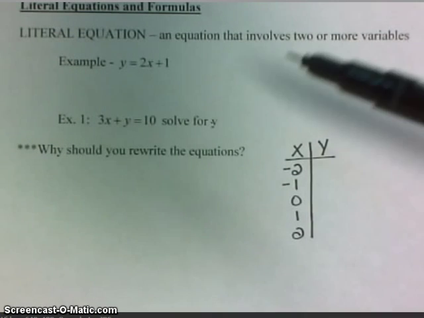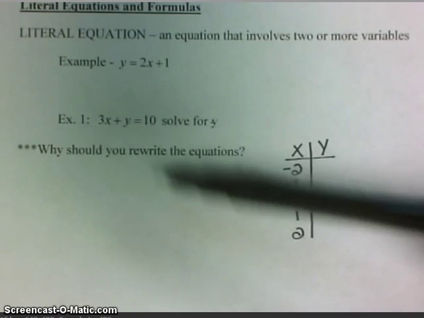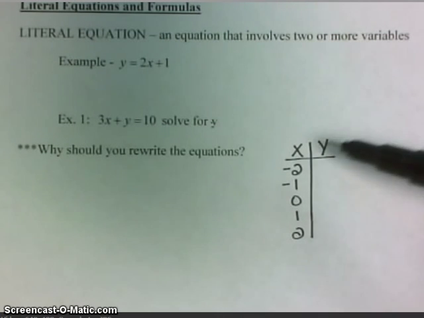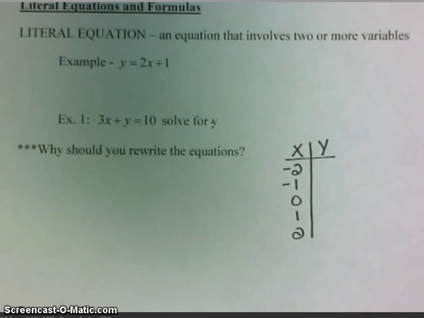But if you go ahead and isolate y first, if you solve for y first, then all you're going to have to do is plug in each one of these values for x and just simplify, order of operations. So you're making things easier on yourself, and that's a big thing with rewriting these equations.